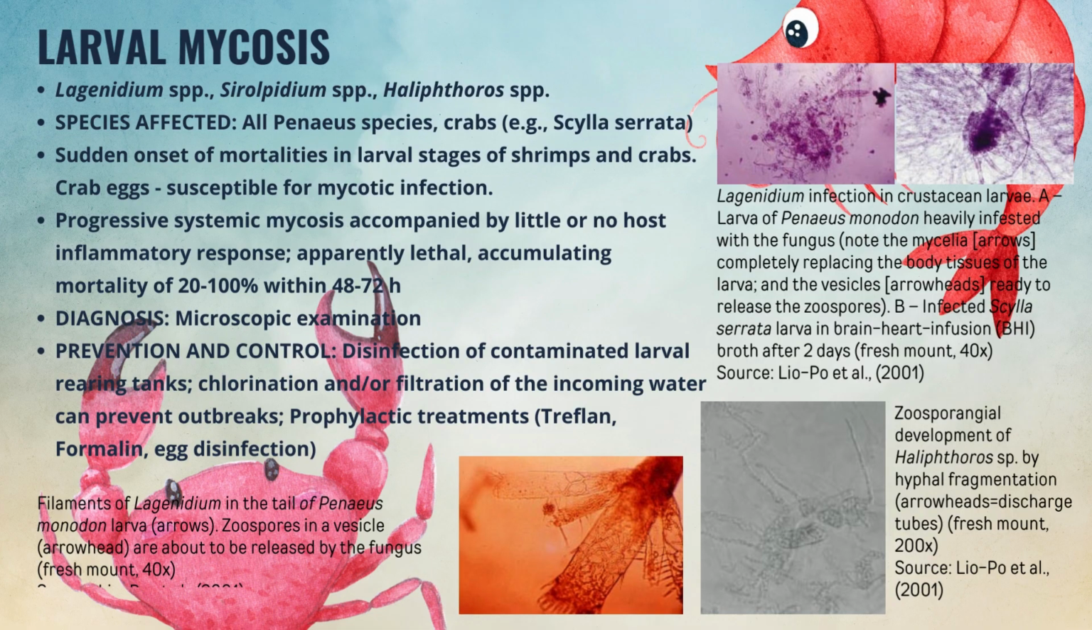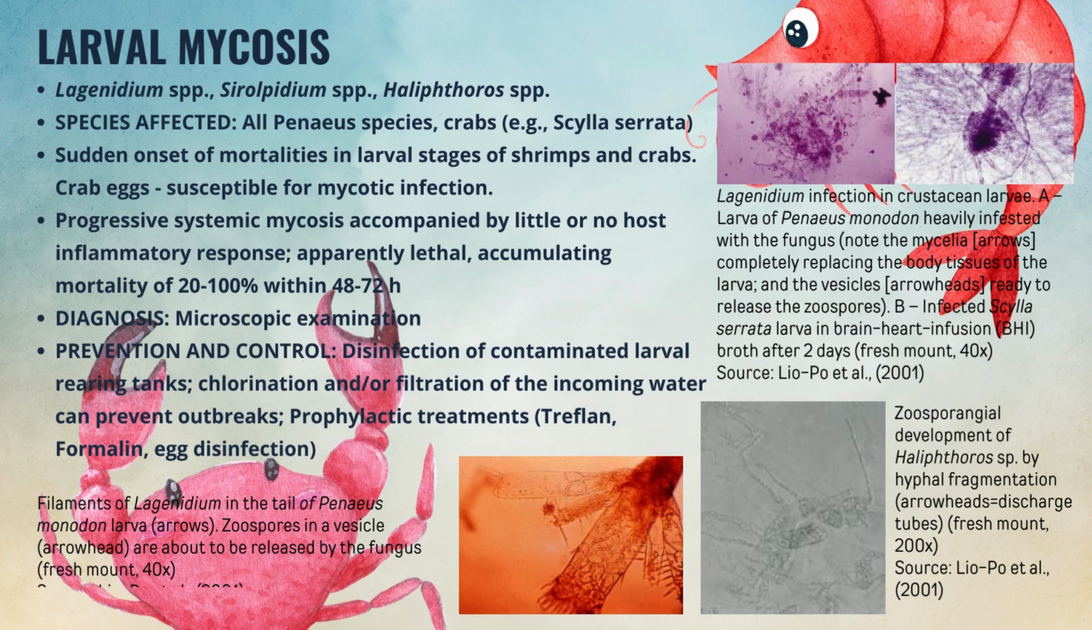The following diseases are the major fungal diseases of crustaceans. First, we have the larval mycosis. Larval mycosis is a major fungal disease of crustaceans that is caused by Lagenidium species, Sirolpidium species, and Haliphthoros species. All Penaeus species and crabs such as Scylla serrata are affected.